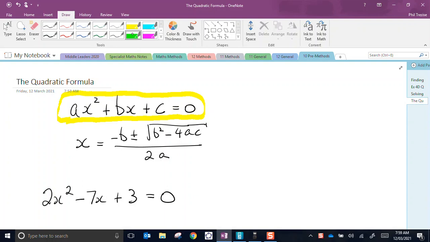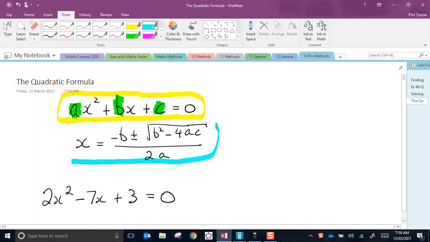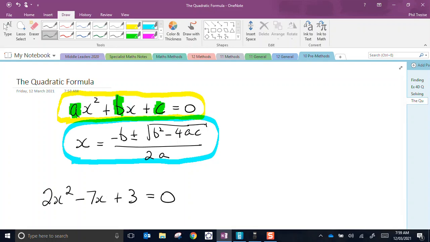The important parts of this formula are the numbers a, b and c. Now, as long as we have this in standard form equal to 0, we can solve for x. This is the quadratic formula, this bit right here. And this is going to give us the answers that solve this equation. We don't have to factorise anymore. We can go to this formula.